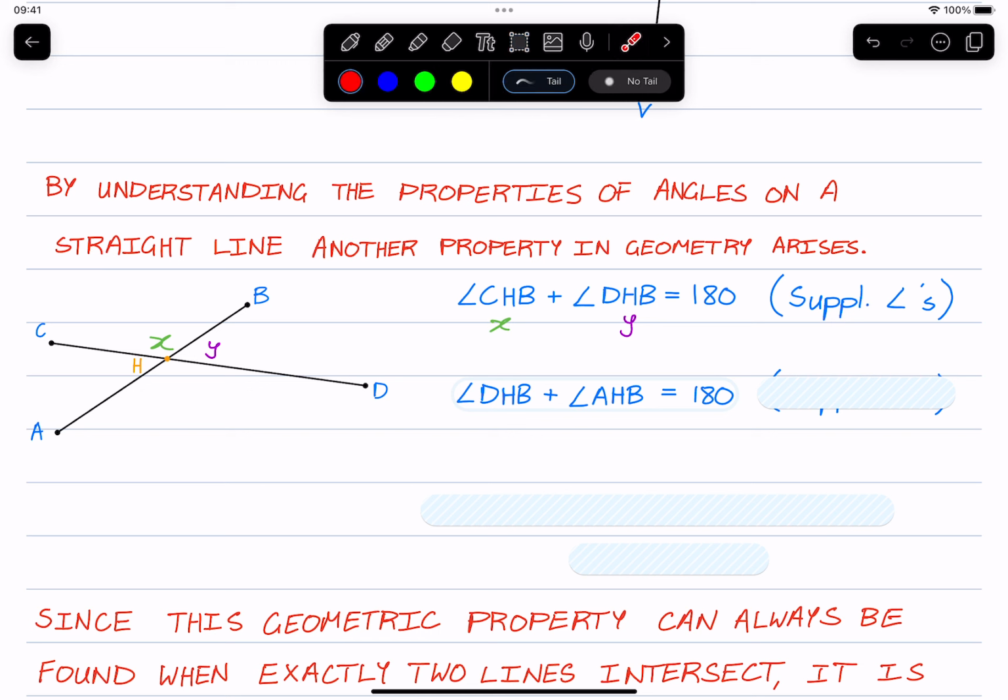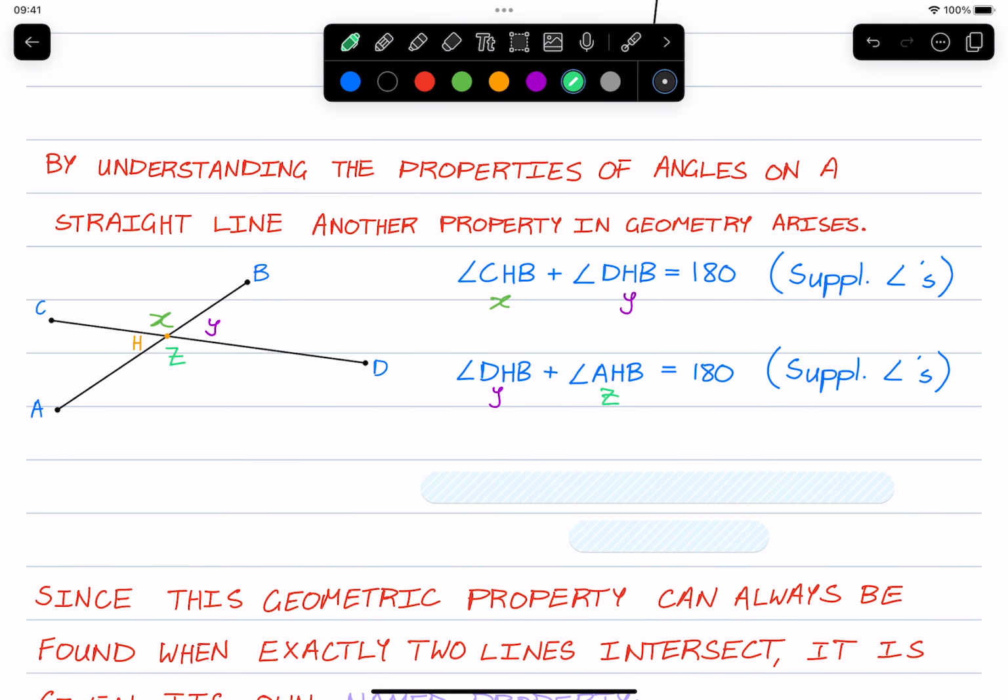Now let's keep going forward. DHB, and that once again is that angle Y, plus AHB, that must also equal 180 degrees. So for this, let's call that angle Z. And for the same reason, that is also a supplementary angle. So there we have it. But take a look, they are both equal to 180.